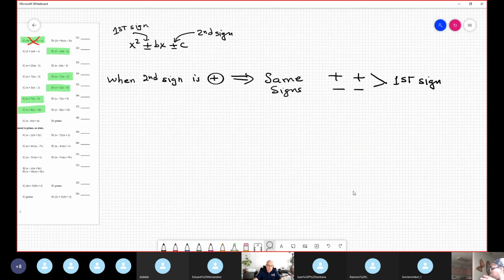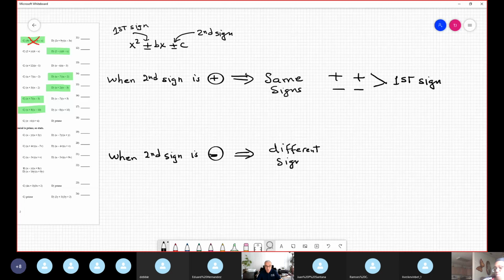Okay, now what happens in the second option, when the second sign is negative? Well, that indicates that we have different signs. What do different signs mean? Plus minus or minus plus. So now you make a decision using the first sign.